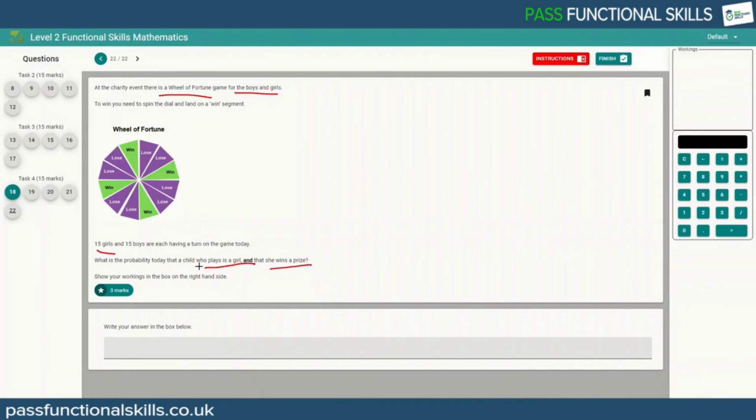So first of all, working out the probability that the child who plays is going to be a girl. Well, we have 15 boys and 15 girls, so the probability of being a girl is 15 over 30, which can be simplified to a half. Then the probability that she wins a prize is given by the probability of landing on one of these win sections versus the whole. So the probability of that is 4, because there's 4 chances of winning, over 1, 2, 3, 4, 5, 6, so a total of 12 different possible segments to land on, which, simplifying this, can be written as a third.